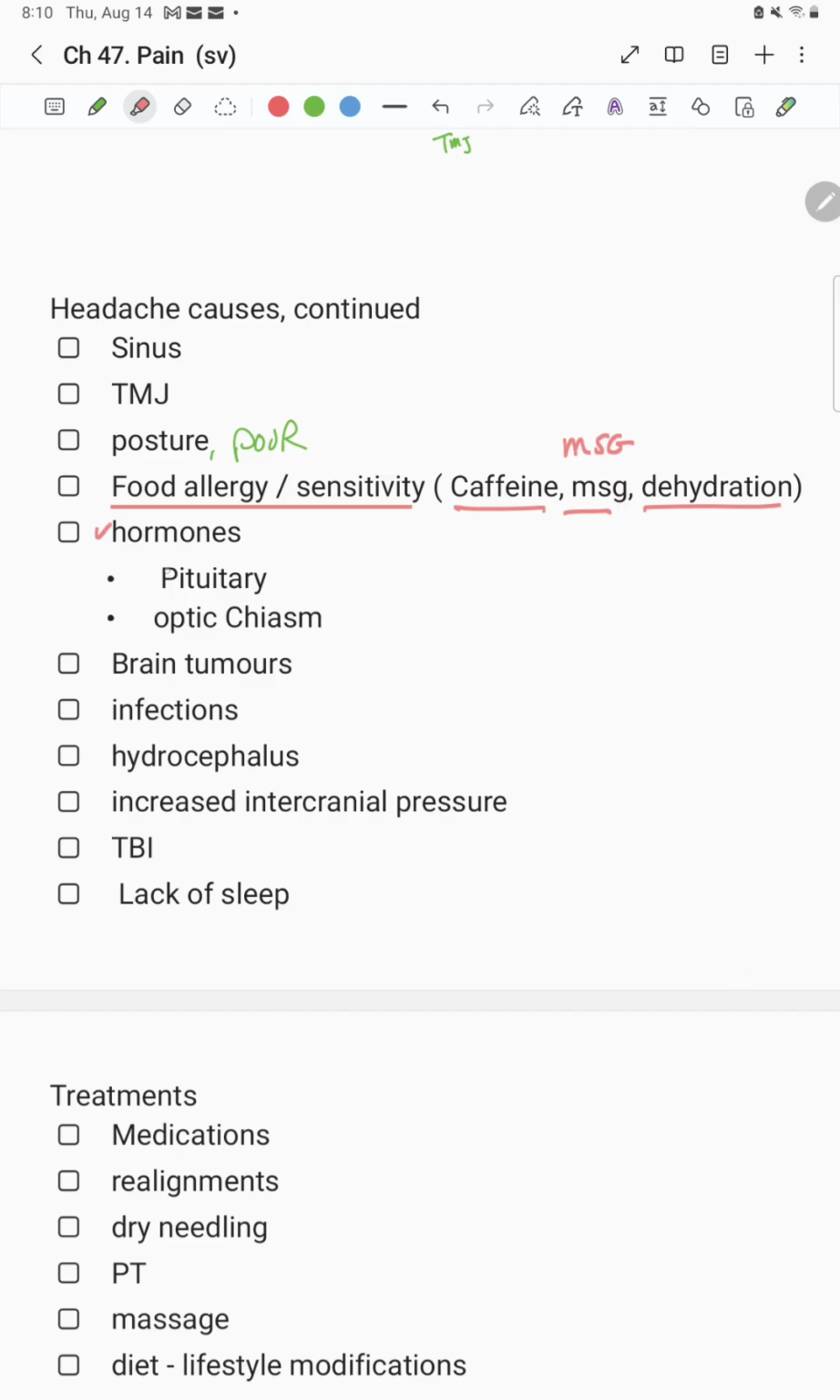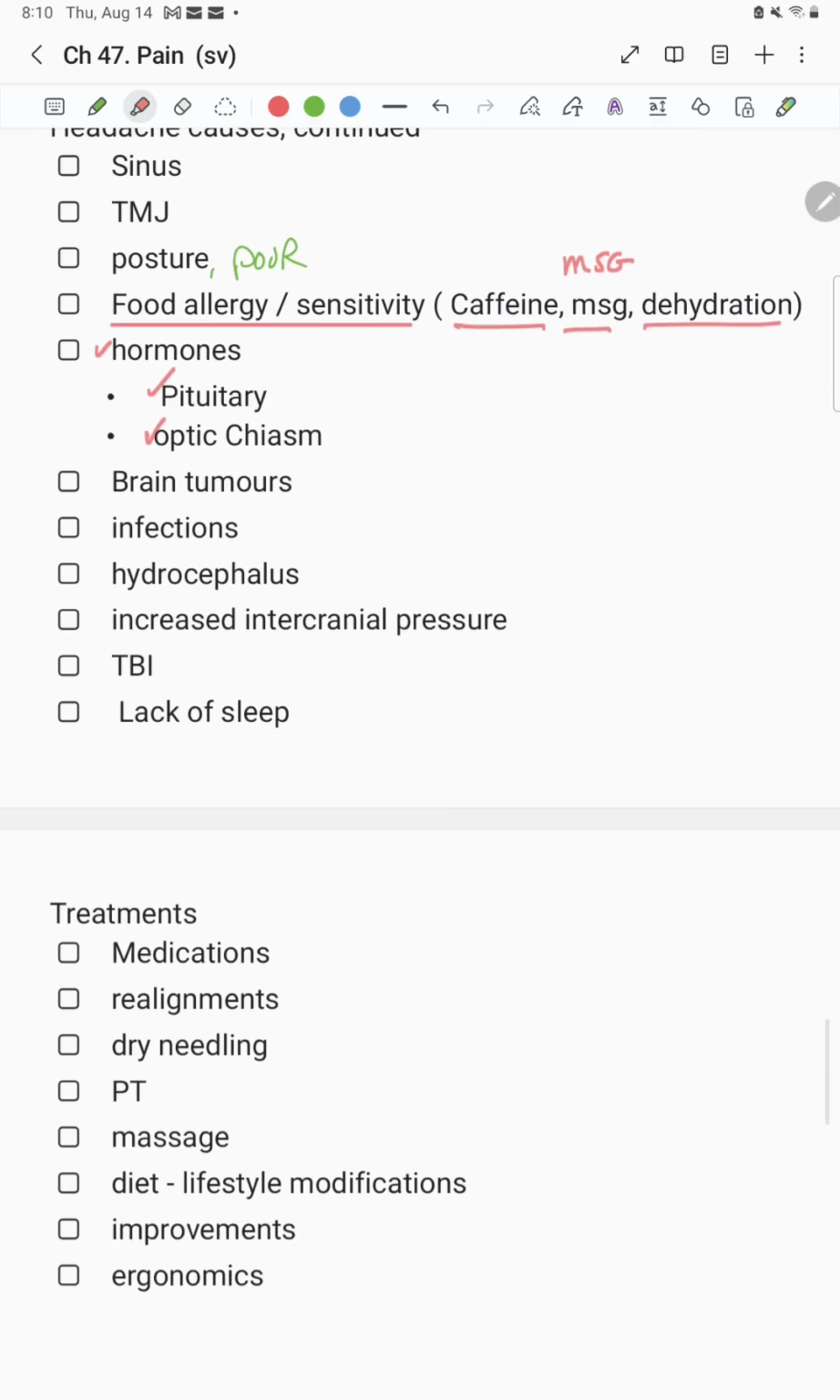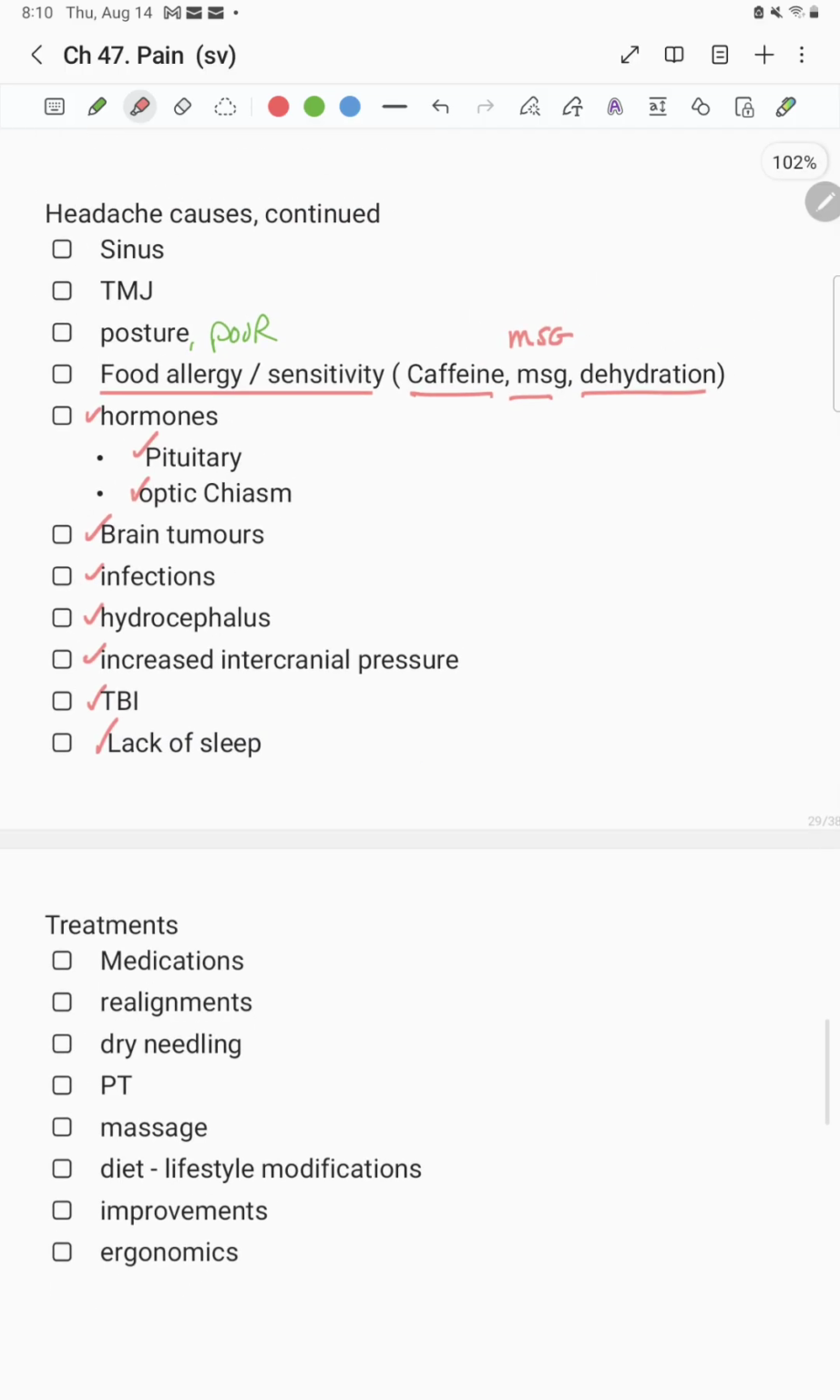Hormone issues, including maybe something's wrong with the pituitary itself or the optic chiasm. A brain tumor, infections, hydrocephalus, increased intracranial pressure, traumatic brain injury, and lack of sleep. So some of these are serious, such as the intracranial pressure and traumatic brain injury. Okay, other things like your posture and dehydration, those should be easy fixes to help resolve a person's headaches.